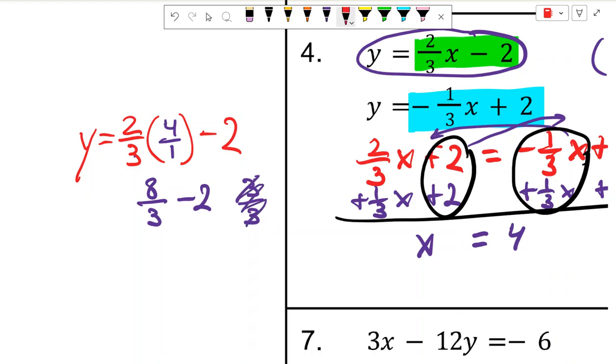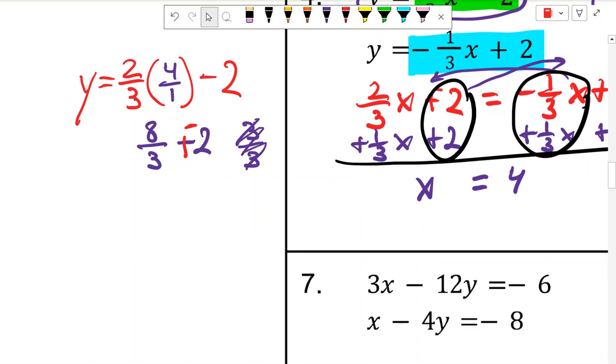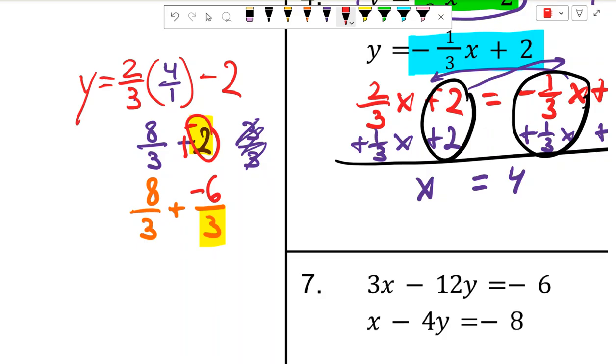Then I'm going to do a little bit of additive inverse, and those aren't compatible to add together, so I need to change my -2 into something I can use. So I'll keep my 8/3, and I need something over here with a denominator of 3. Well, 3 times -2 is -6. And that will work perfectly because -6 divided by 3 is -2. Well, now I can add these two together. 8 plus -6 is 2, and the thirds will remain thirds.